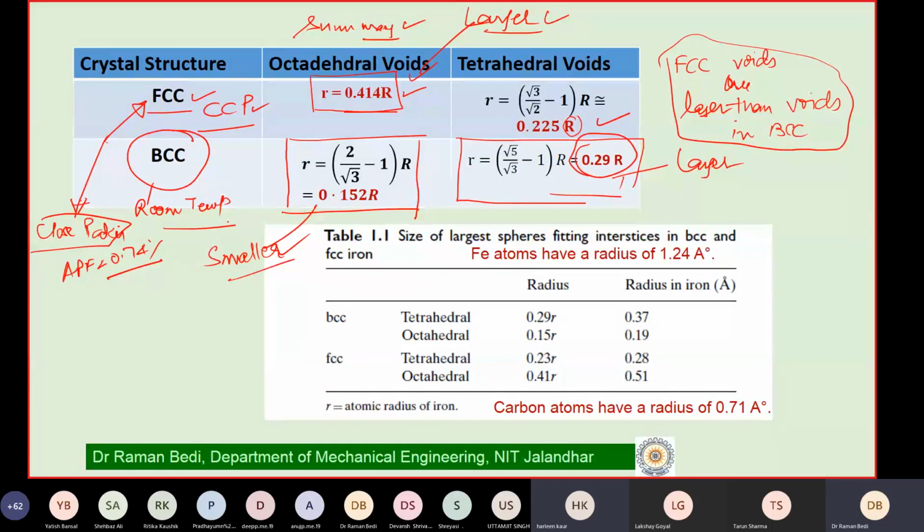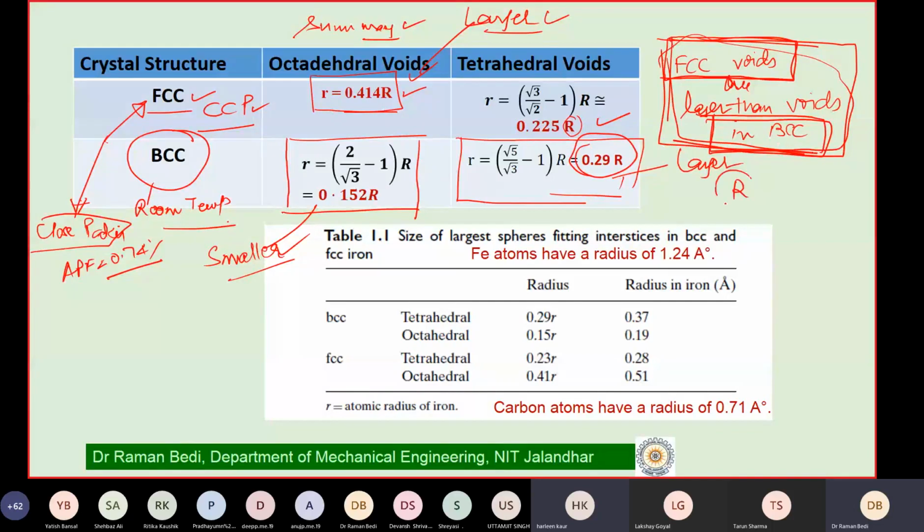Whereas this question tells me that when I calculate the void size, the void sizes are also larger in FCC, although it is actually closely packed. So there is a contradiction here. General science will tell me that because FCC is more closely packed, the void size should be smaller. But it is opposite. The void size is also larger in the case of FCC. So in the FCC structure, the voids are larger as compared to the BCC crystal structure.